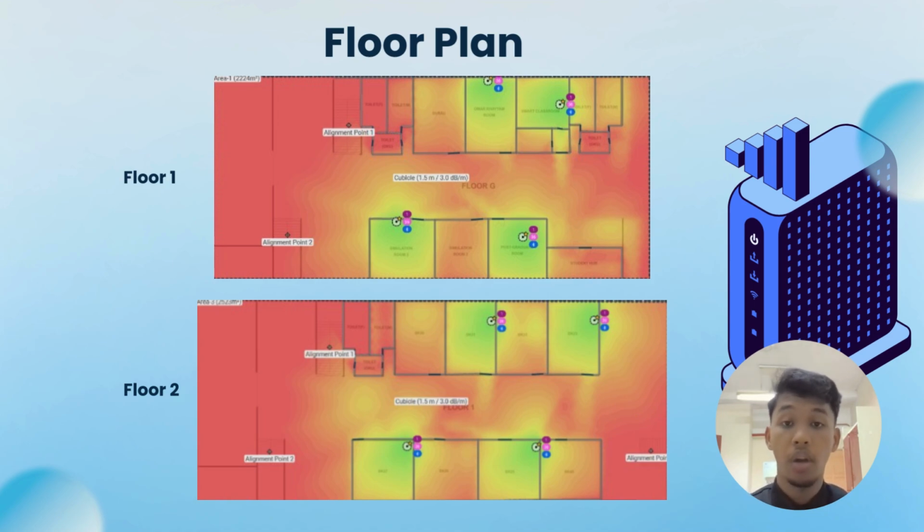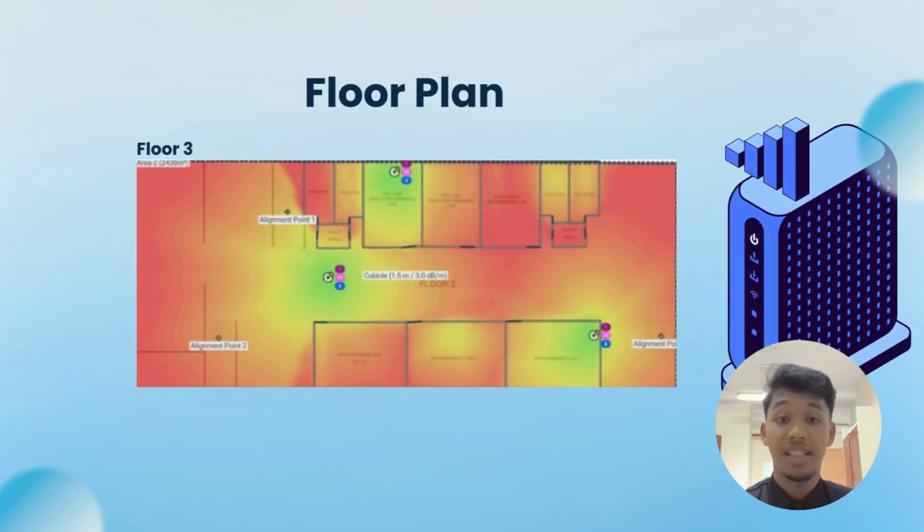For floor 2, we followed a similar approach, covering 448 square meters with 4 access points. This design ensures strong and stable connectivity on this floor, especially in high traffic areas such as lecture halls, classrooms, and common spaces.